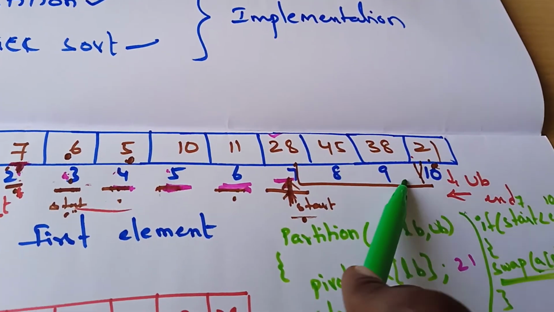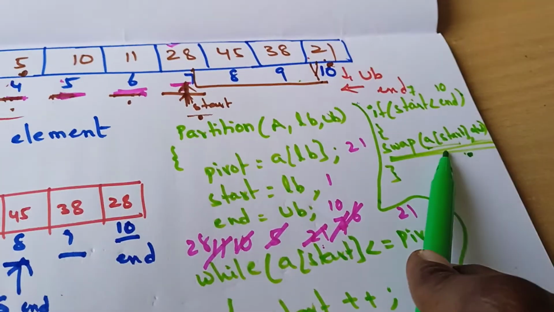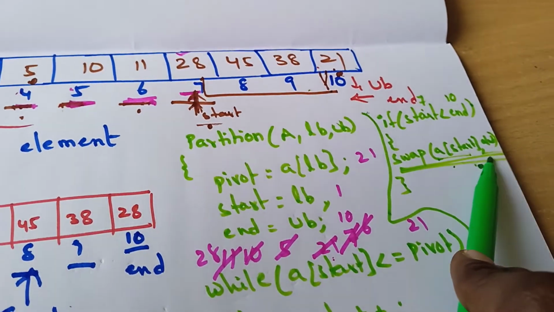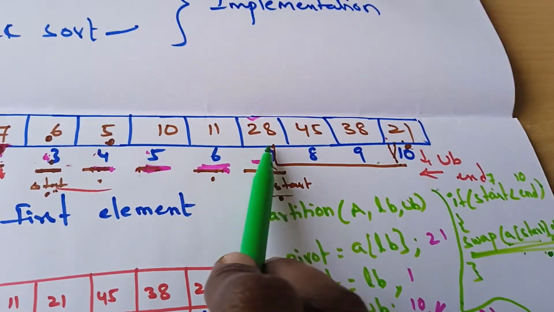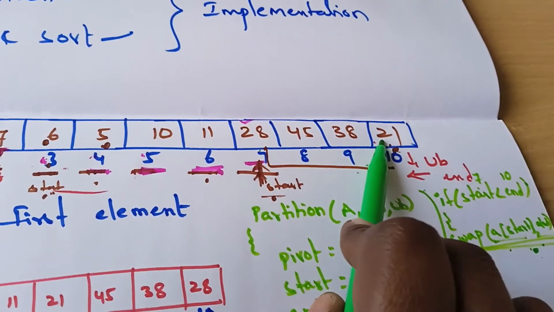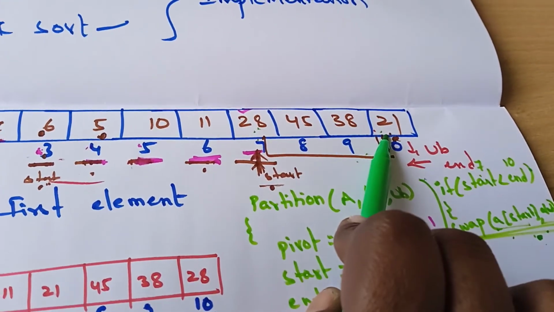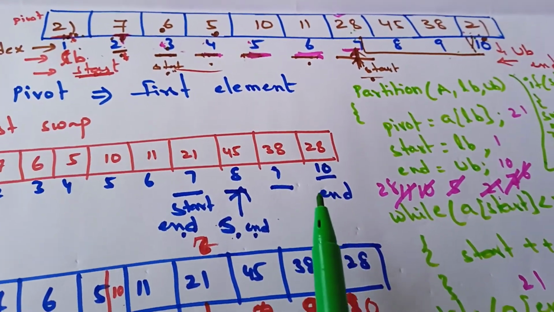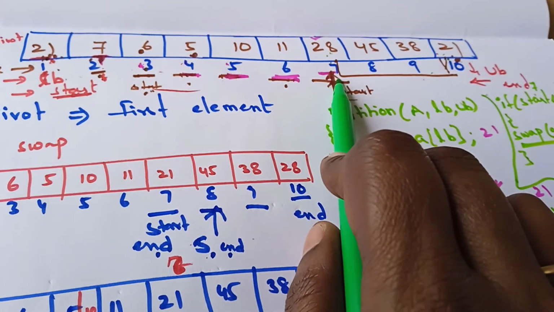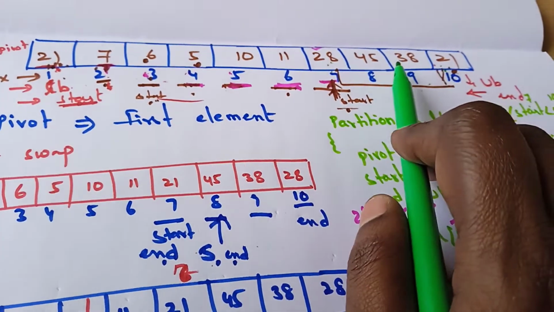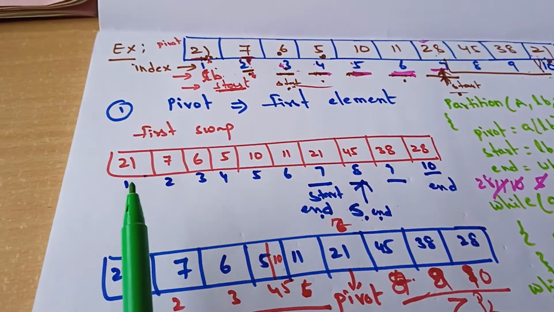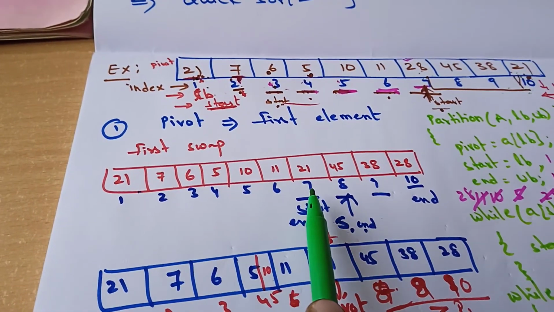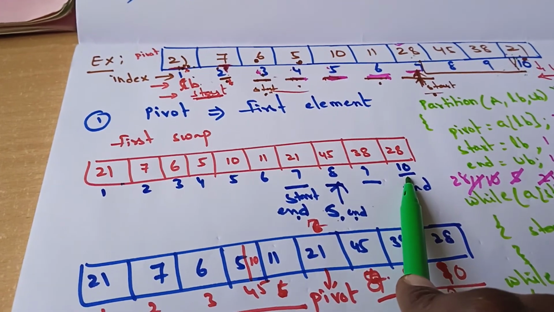So in this swapping, where will we go? 21 will come to start and 28 will go to here. A of start and a of end will be swapped, exchanged, right? Now 21 will come here, 28 will go here. So the 7th place should be occupied with 21 and the 10th place should be occupied with 28. Now look at the next step.